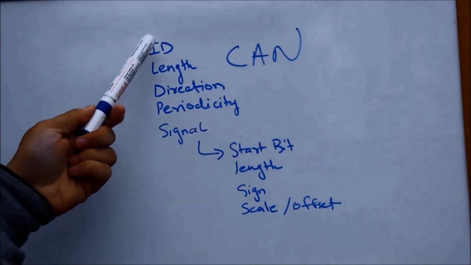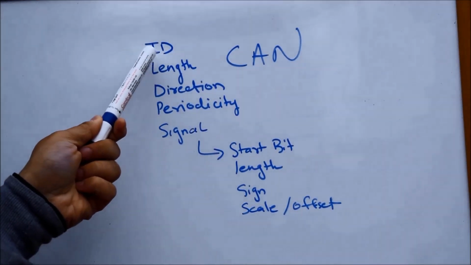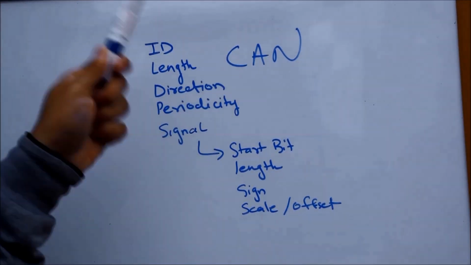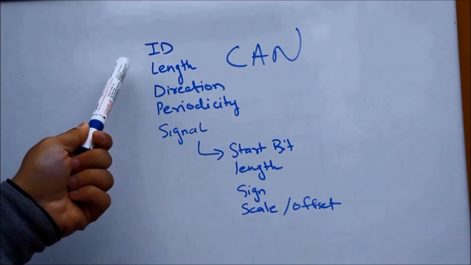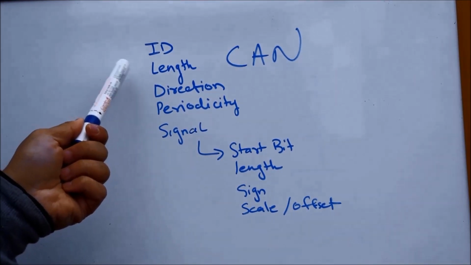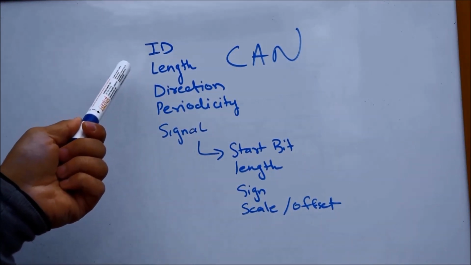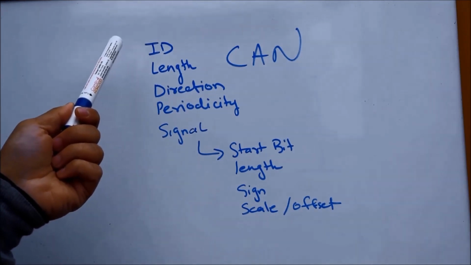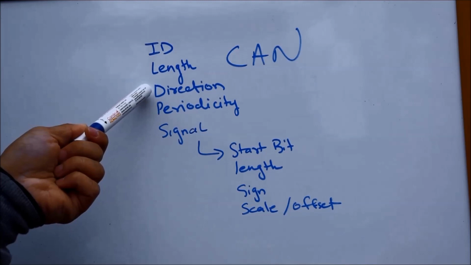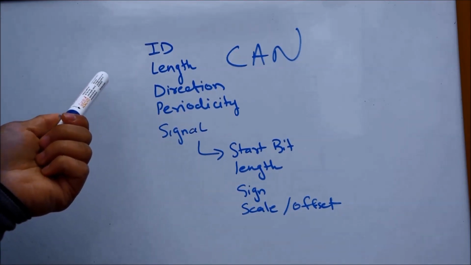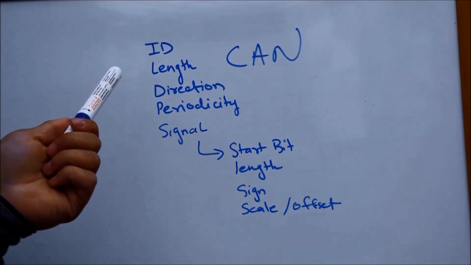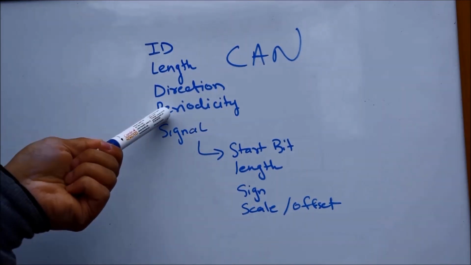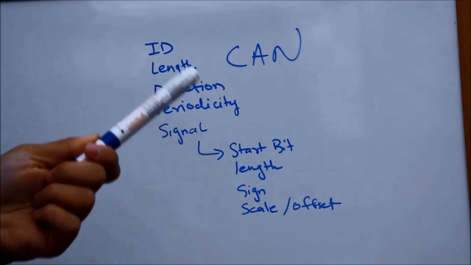This is how a particular CAN message is structured. All the ECUs communicate through this particular ID for this particular CAN message. Then the message has a set length. The message can be 8 bytes long, it could be 6 bytes long, 7 bytes long. It really depends on the auto manufacturer. Then the third part is the direction, which means whether the message is being transmitted by a particular ECU or it's being received by a particular ECU. Then how often it is received, that's the periodicity.